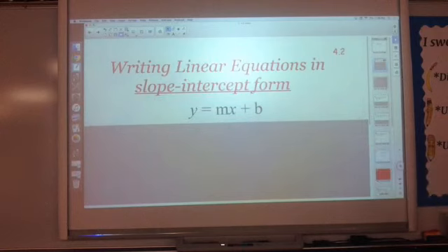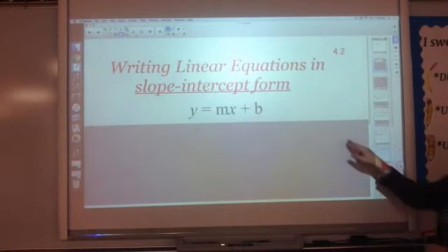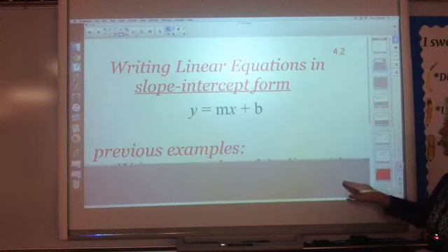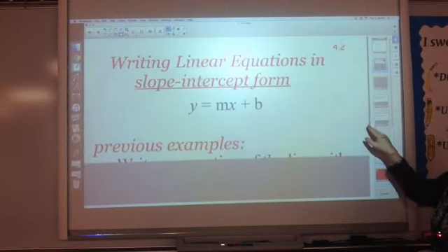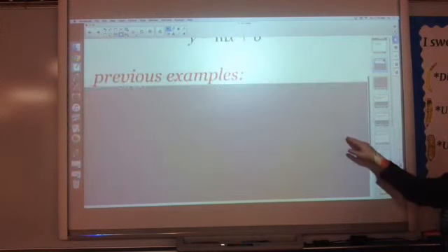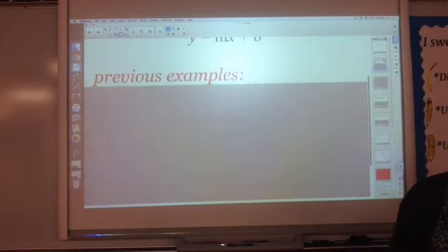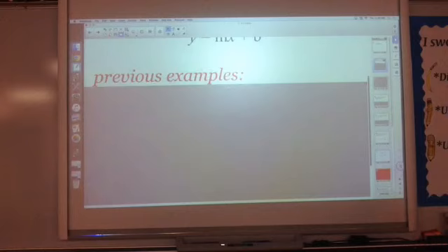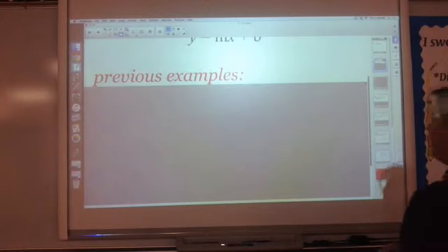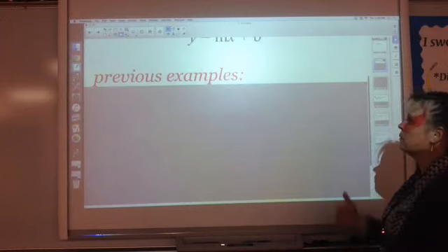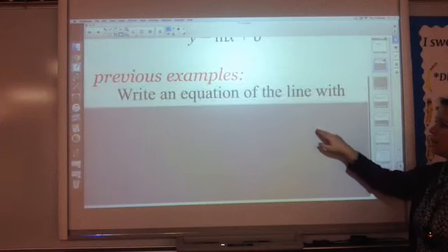There's your slope-intercept form, y equals mx plus b. You're already very familiar with that. Previous examples. For this part of the notes, if you want to just watch and remind yourself what the previous examples are, that's fine. If you would rather write them down again, it is review, but you can take the time to write them down.